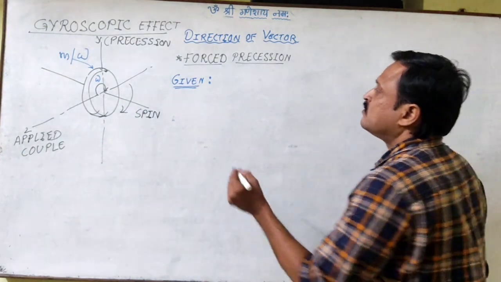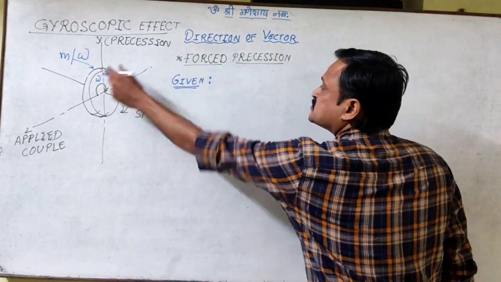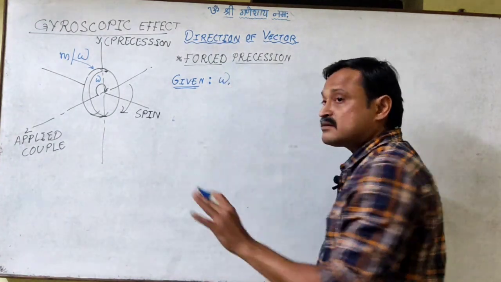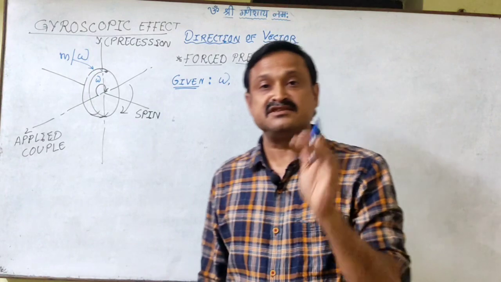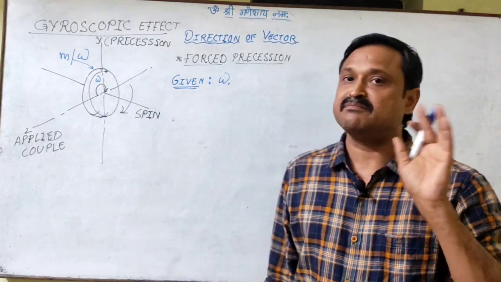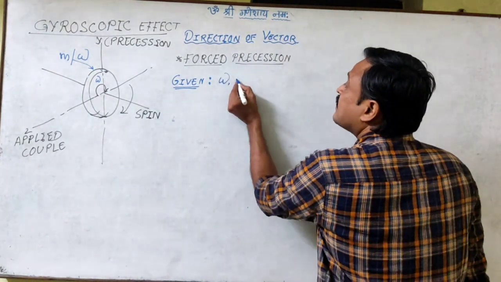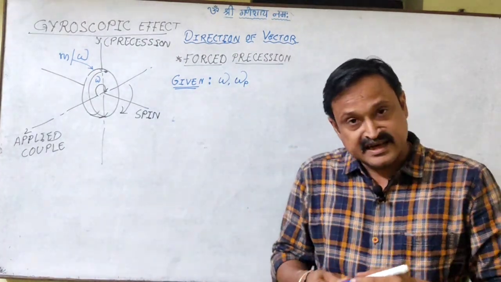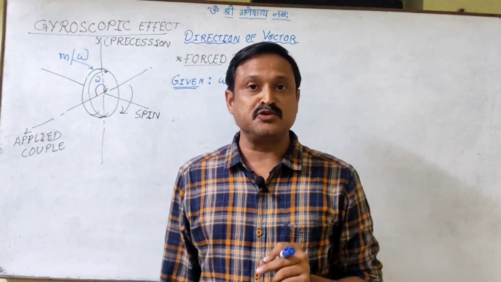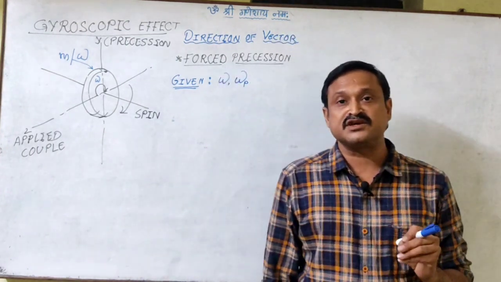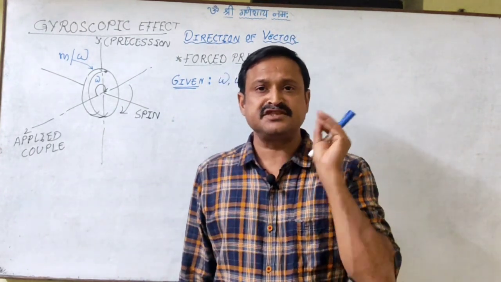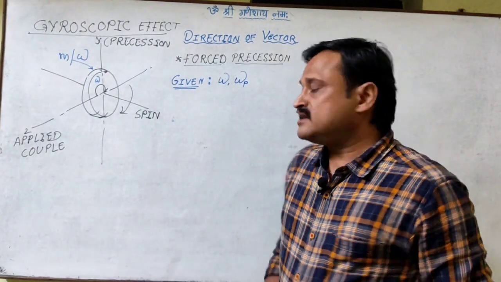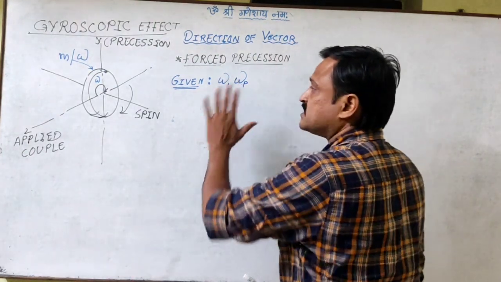So I know what the spin velocity omega is; this is known to me. Omega is known to me, that means the sense of rotation as well as the magnitude is known to me. Omega p, that is the precession velocity, is also known to me, that means again the magnitude of omega p as well as the sense of rotation of the precession velocity is known to me. So the complete vector is known to me. So these two things are known to me.